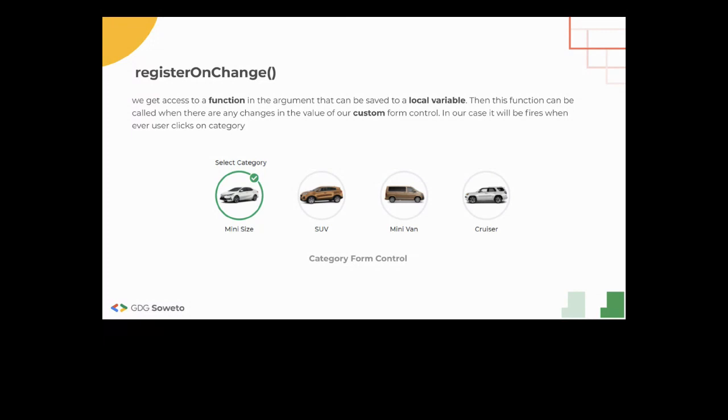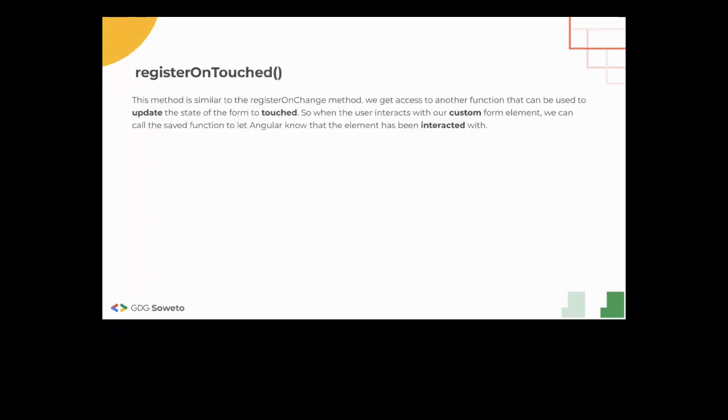After clicking on any category, we have access to a function in the argument. We can save that value in our local variable and use it ahead. I have mentioned this in the slide as well: in our case it fires whenever the user clicks on a category. So the registerOnChange method will be fired after that. Okay, let's move ahead in the slide.